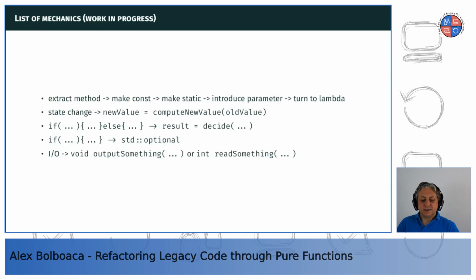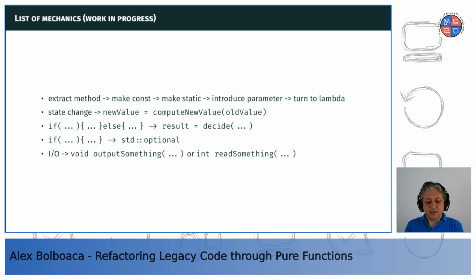So where does this lead us? It leaves us with a list of mechanics, and this is a work in progress. We've seen for the first part, extract method, make const, make static, introduce parameter, turn to lambda. This is a list of mechanics that we can use in general. Then whenever we have a state change, we need to do this kind of dealing with state that I've showed you as a mechanic.